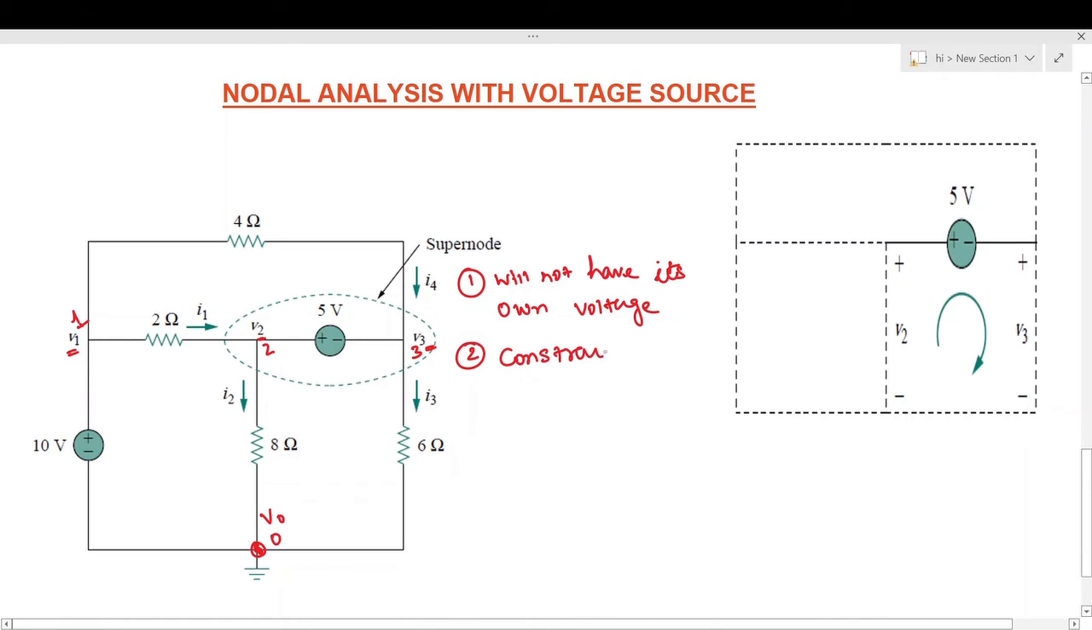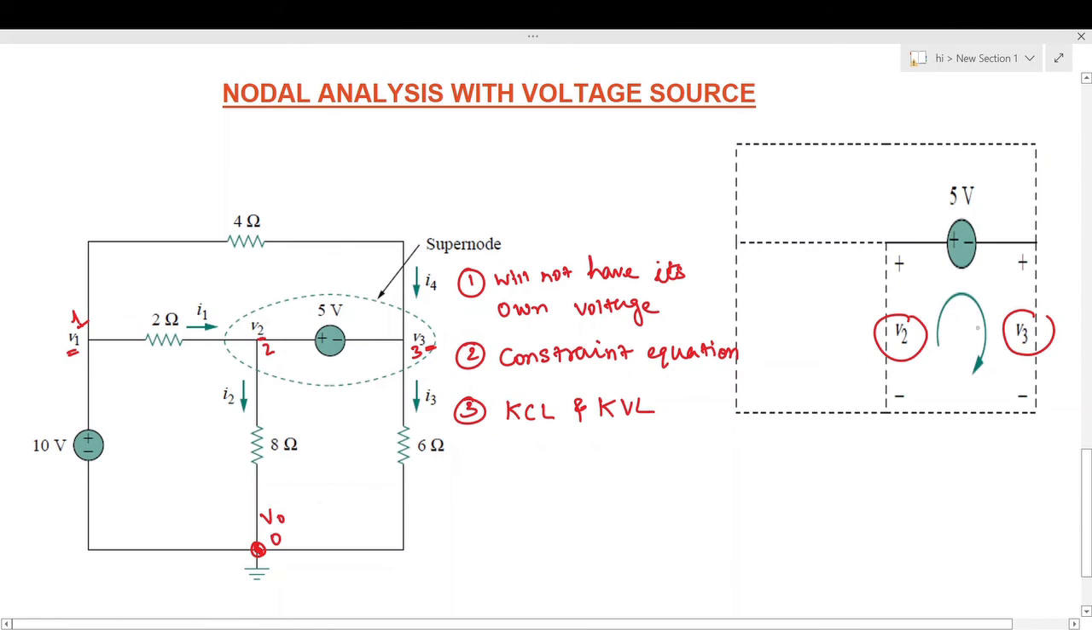The second property is the constraint equation, and the third one is we need to apply KCL and KVL to the super node to find out the voltages. Now to find out the node voltages V2 and V3, we need to apply the KVL. In this circuit diagram, node voltage V2 is marked here and node voltage V3 is marked here, and the positive and negative potentials are marked as shown in the diagram.